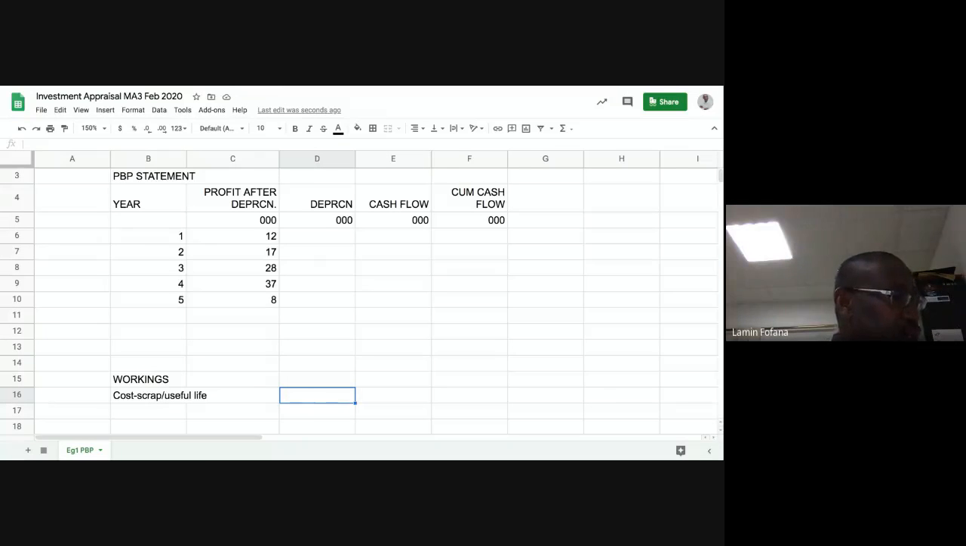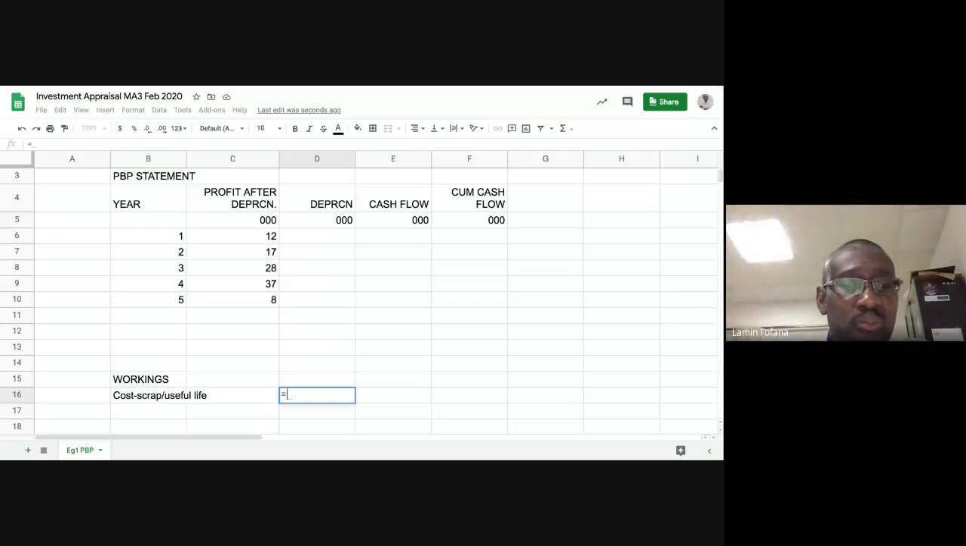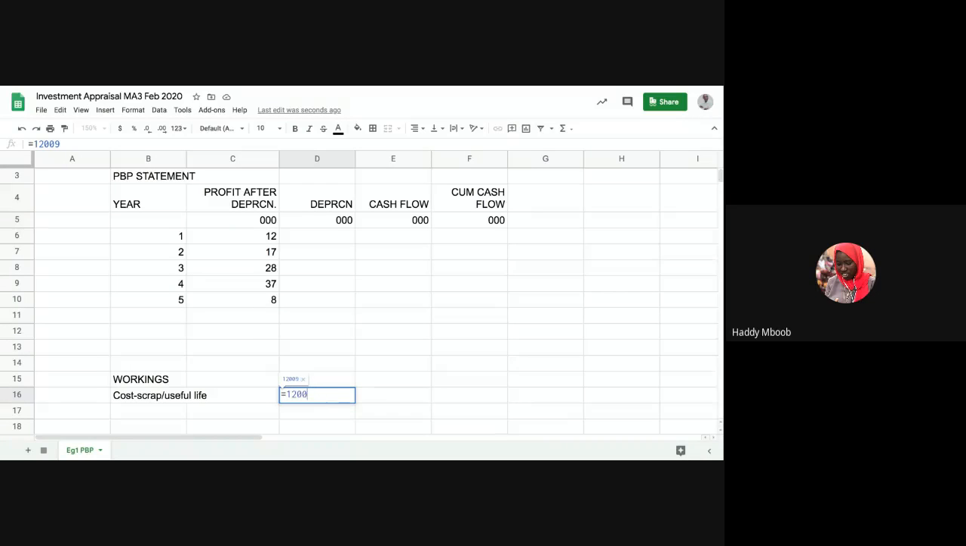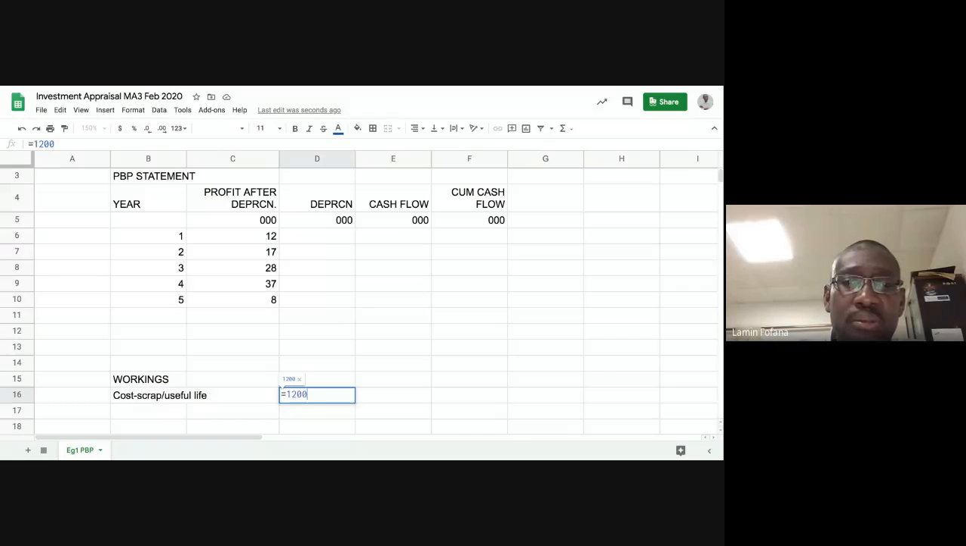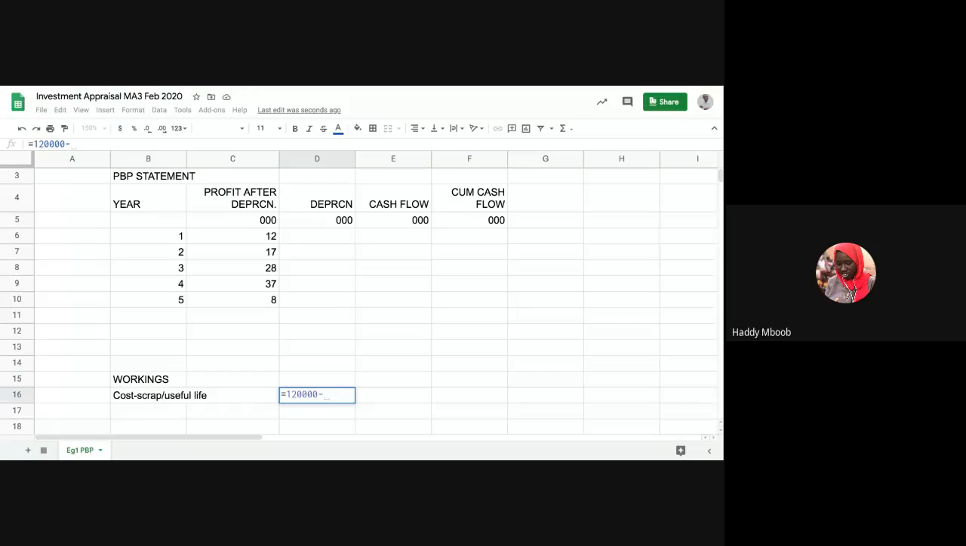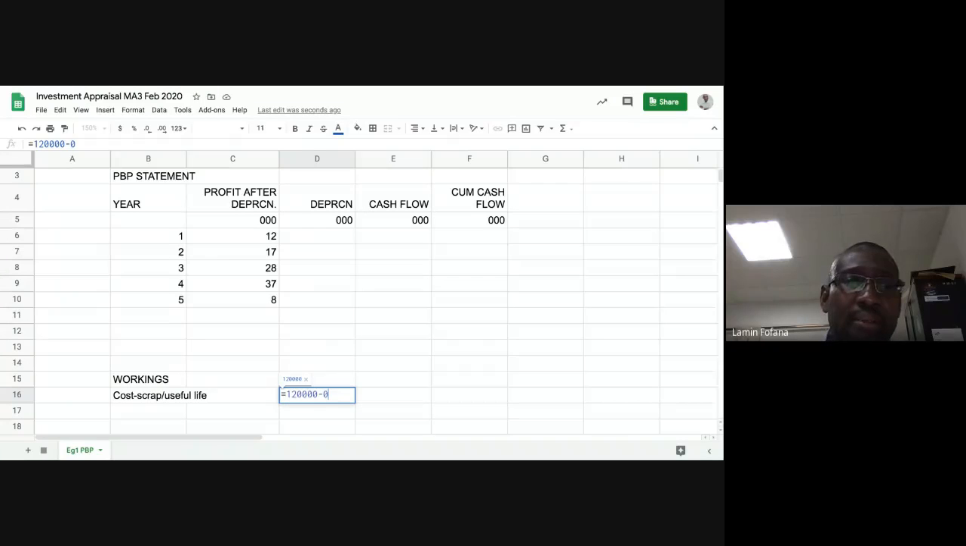So we can do that. What's our cost? 120,000, minus what's our scrap value? The scrap value is nil, which is 0. So we should make sure we follow BODMAS. We put this in bracket, then divide by 10. So that gives us what? 12,000.